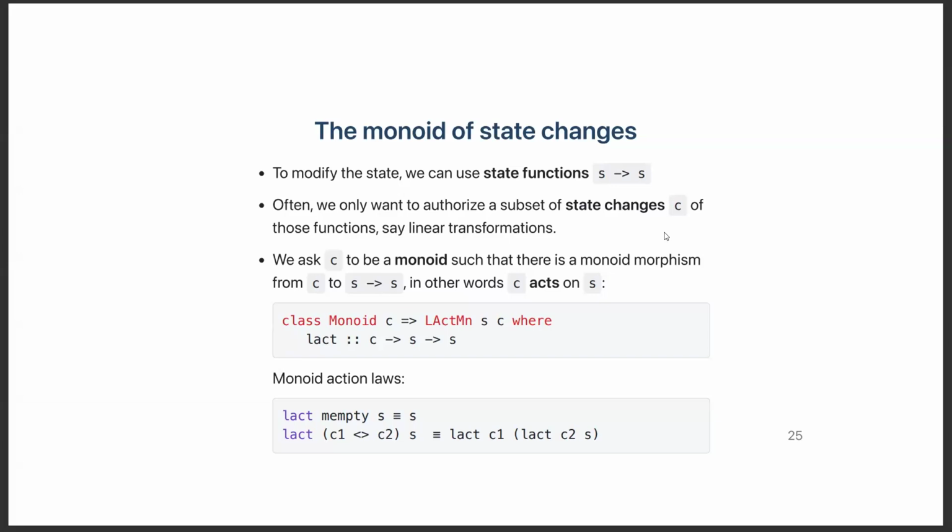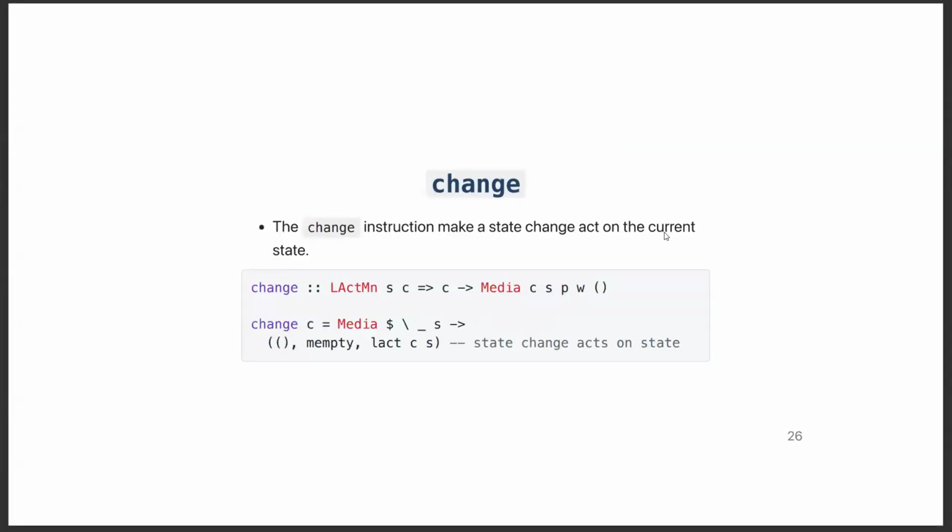And this can be stated otherwise by simply saying that the state changes monoid acts on the states. So there are some laws. I'm not going to enter into the details. I hope some of you know a bit of algebra, and if you don't, it's okay. So knowing that the state changes act on the states, we can implement the change instruction by simply saying that we simply take the state change and it acts on the state. And it does not draw anything. This is the mempty here. This means we do not render anything. We are just modifying the state.